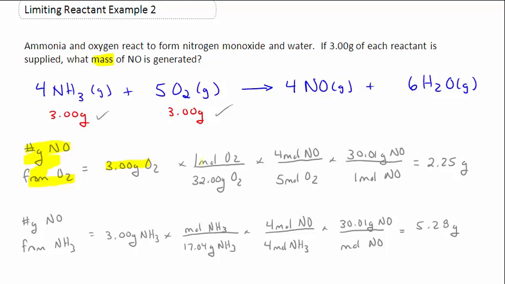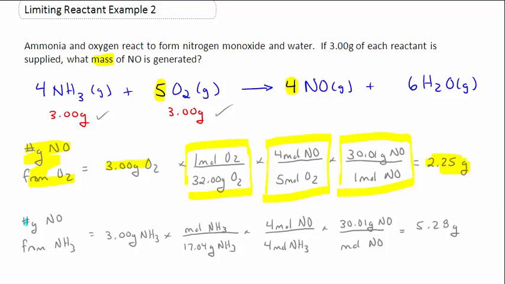We're starting with 3 grams of O2. This right here is the molecular mass of O2, 32 grams per mole. From the periodic table, we get that information. From the balanced reaction, we can see that for every 5 moles that we use, we will create 4 moles of NO. Then from the periodic table, we convert from moles to grams and find that we make 2.25 grams of NO from this amount of O2.